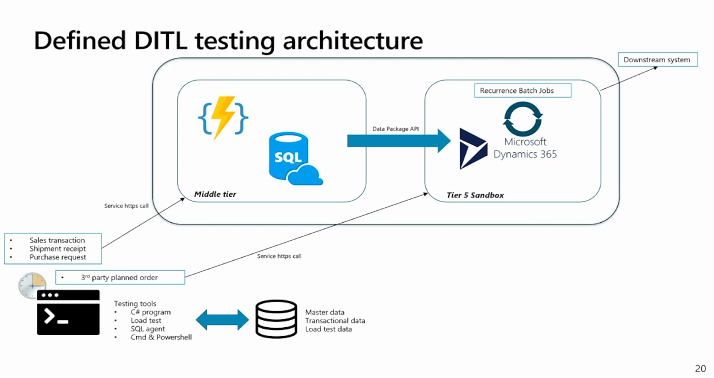And then after the sales transition is sent to the middle tier, the middle tier will have to reshape the structure of the transition into the data package. The middle tier sends the package to the FNO through the data package API, and then it will create the sales order by DMF.